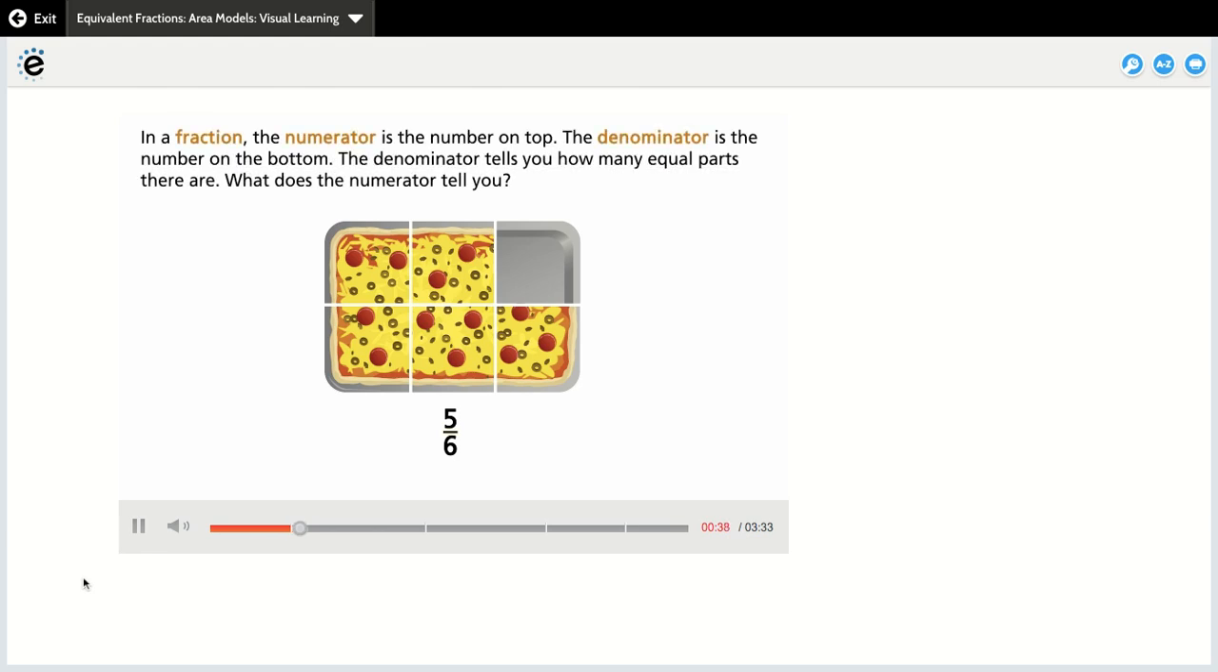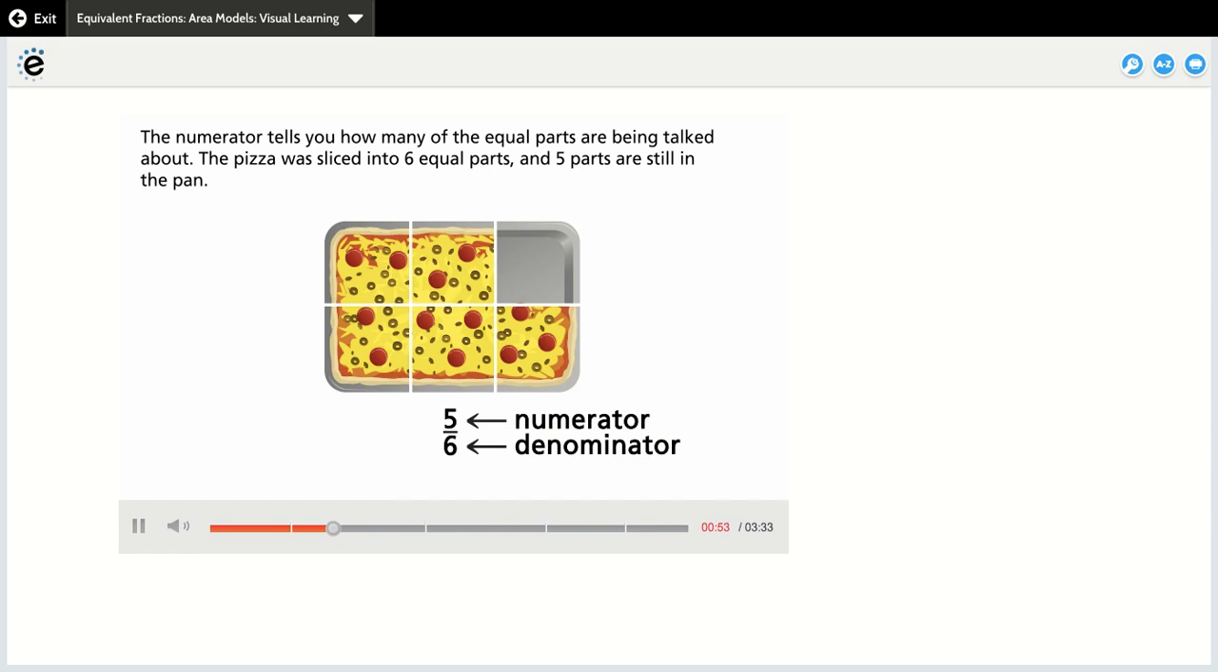In a fraction, the numerator is the number on top. The denominator is the number on the bottom. The denominator tells you how many equal parts there are. What does the numerator tell you? The numerator tells you how many of the equal parts are being talked about. The pizza was sliced into 6 equal parts, and 5 parts are still in the pan.